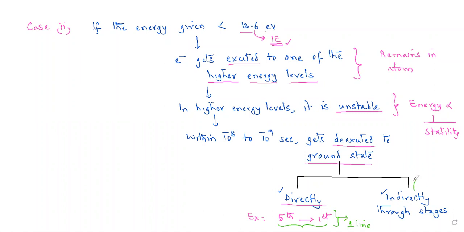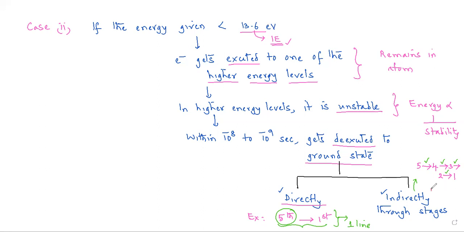Now, if the electron in the fifth orbit gets de-excited to the ground state, there are several other possibilities. It may come down in steps, like fifth to fourth, then from fourth to third, from third to second, and then from second to first. Anyway, it reaches the ground state. In this process, you get 1, 2, 3, 4 lines corresponding to 4 different transitions.